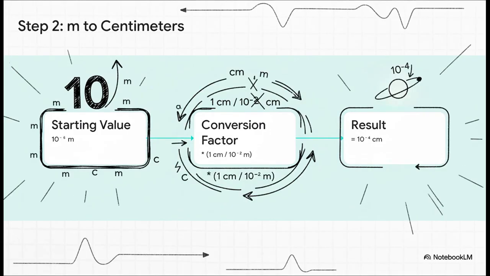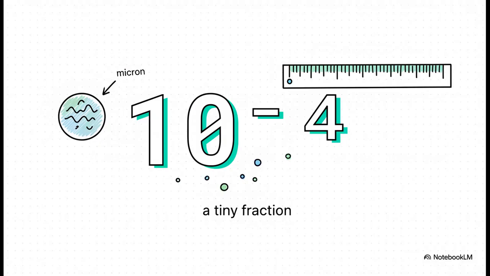And for the final step, we just hop from meters to centimeters. Look again how easy the math is when we use exponents. We're just subtracting the powers of 10, which brings us cleanly to our answer, 10 to the negative 4. No messy decimals necessary. So the answer is 10 to the minus 4. This means 1 micron is 1/10,000th of a centimeter. It's a tiny, tiny fraction of a centimeter, which is exactly what we should expect.